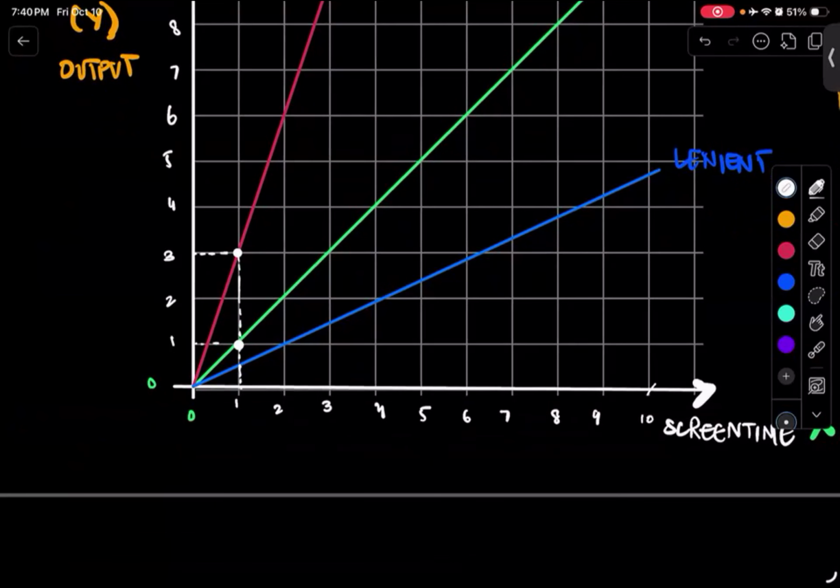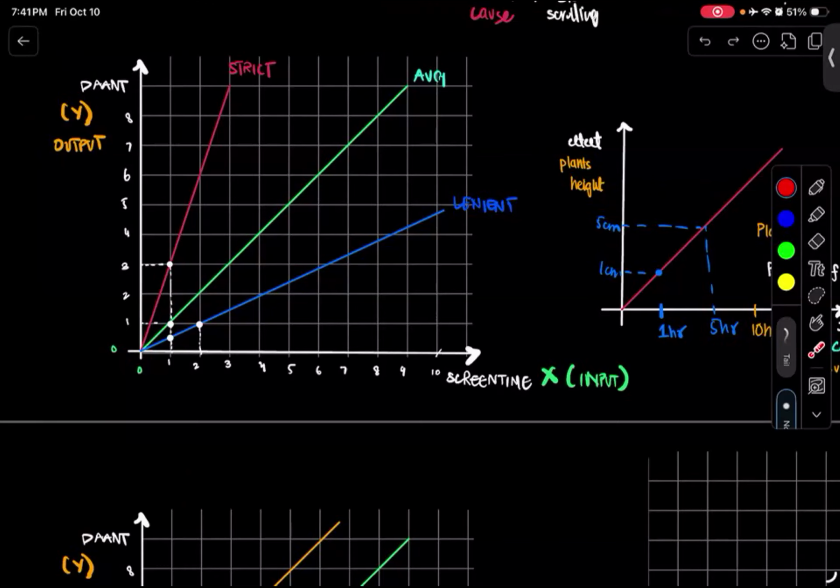Makes sense? Do you see how we can read off the graph? For example, you can also pick it off for 2 hours. If you have 2 hours of screen time, the lenient kid only gets one dart. The average kid gets two darts, and the strict kid with 2 hours of screen time is going to get six darts, right? So the strict parents are pretty harsh on the kid, and they are going to taunt them and ground them much, much more than the average or the lenient kid.